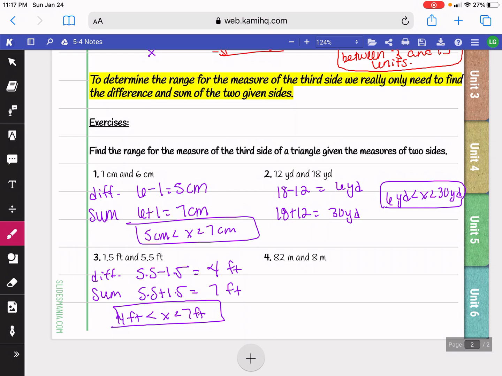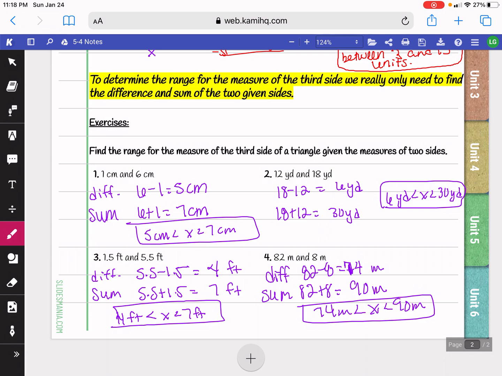Now, make sure you're always doing the bigger number first, because if you don't, you're going to get a negative number, which doesn't make sense for a side of a triangle. So in the last one here, my difference would be 82 minus 8, or 74 meters. And my sum would be 82 plus 8, or 90 meters. So the range for the third side would be between 74 meters and 90 meters. So again, the shortcut: take the difference and the sum of the two sides that are given. That'll give you your range of your third side.